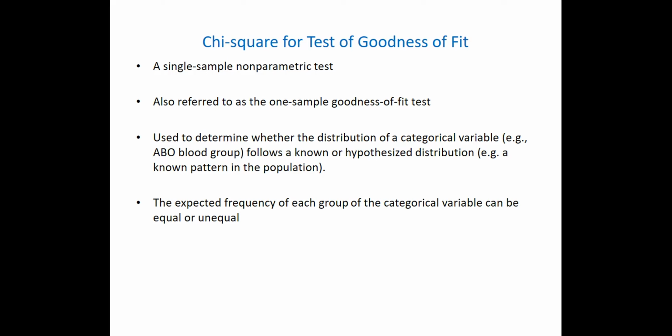It looks like a one sample t-test, used to determine whether the distribution of a categorical variable, e.g., ABO blood group, follows a known or hypothesized distribution, e.g., a known pattern in the population. In most literature, especially medical literature, the ABO blood group is the example they usually give, because that's the one that really comes to mind. The ABO is a categorical variable, with 4 categories of blood group: either A or B or AB or O.